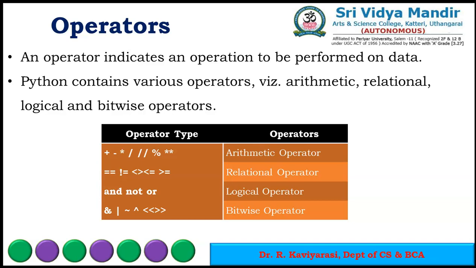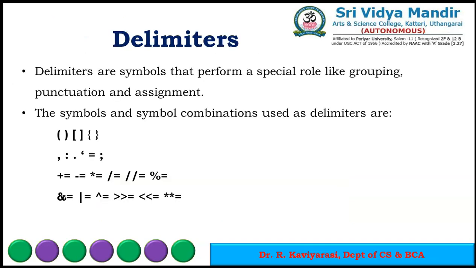So these are the relational operators. Next one is logical operators. Logical and, logical not and logical or are the logical operators that we are using in Python. The next one is bitwise operators. Bitwise and, bitwise or, bitwise XOR, left shift, right shift are the bitwise operators that we are using in Python.